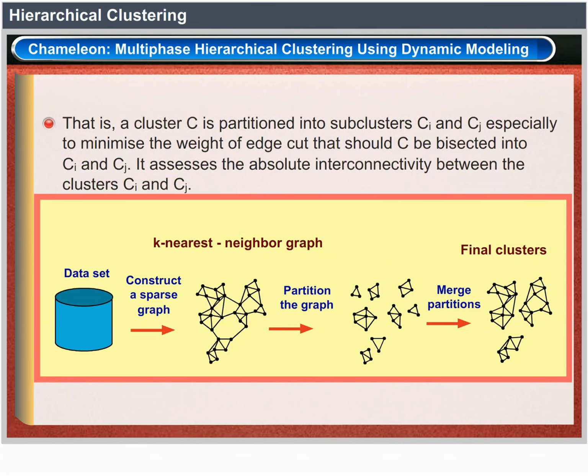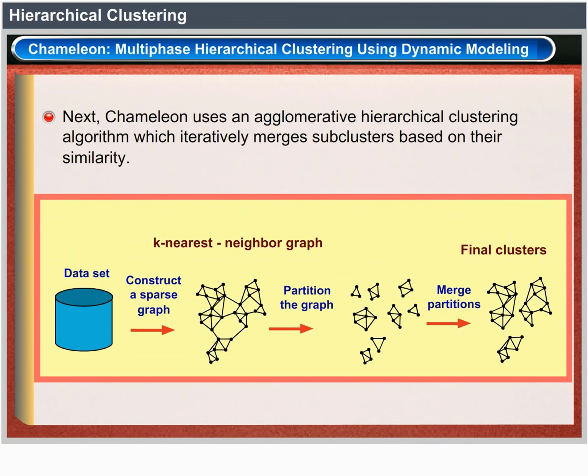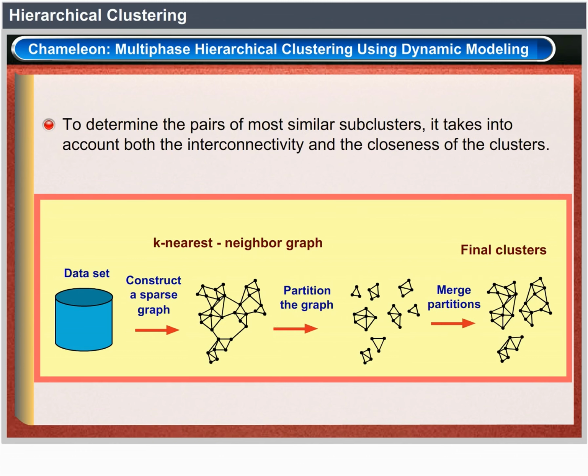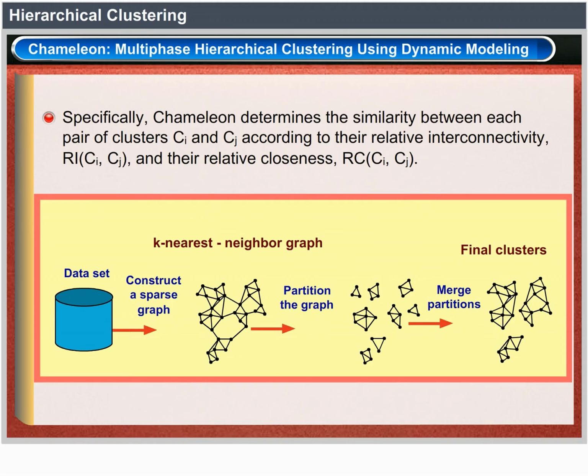Chameleon then uses an agglomerative hierarchical clustering algorithm that iteratively merges subclusters based on their similarity. To determine the pairs of most similar subclusters, it takes into account both the interconnectivity and the closeness of the clusters. Specifically, Chameleon determines the similarity between each pair of clusters, Ci and Cj, according to their relative interconnectivity, RI(Ci, Cj), and their relative closeness, RC(Ci, Cj).